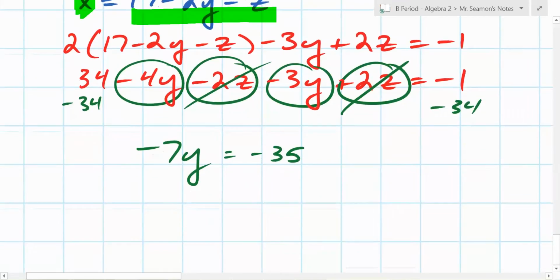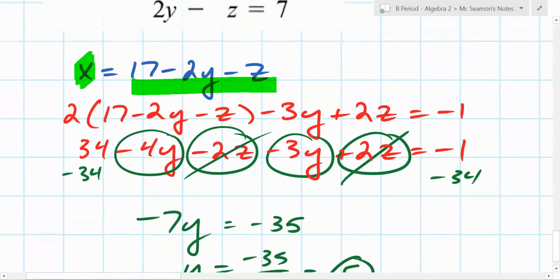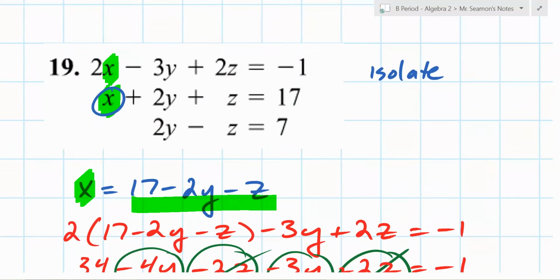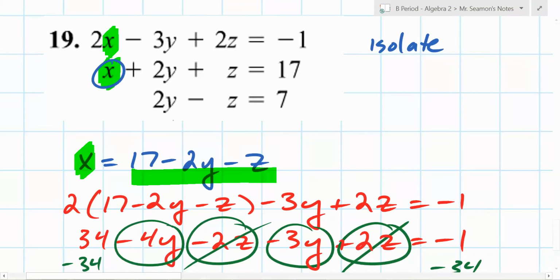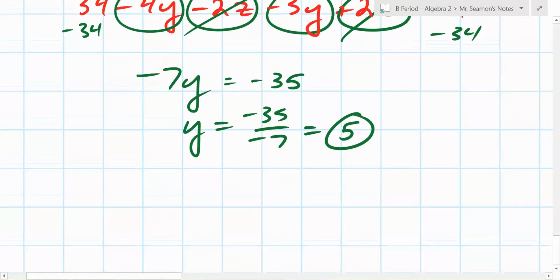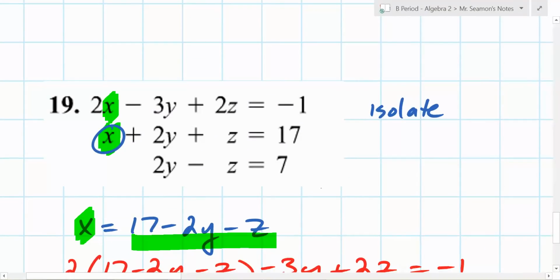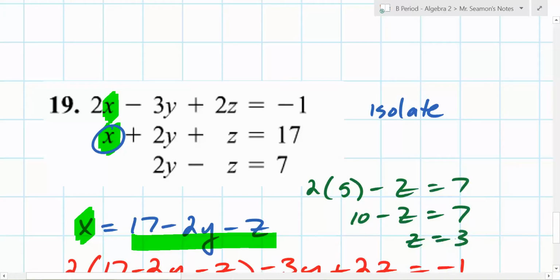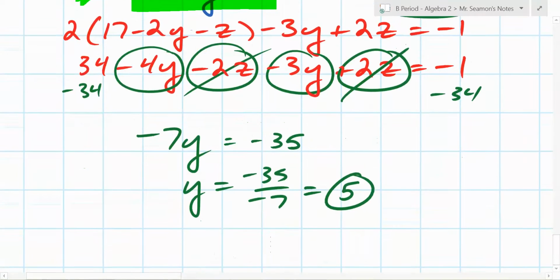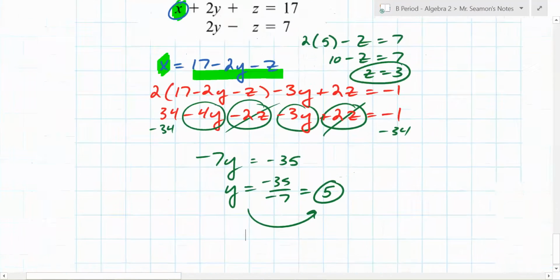Hey, can we keep solving? Yeah, what does y equal? Negative 35 over negative 7 equals 5. Is that nice? That's great. Now that we have y equal to that, where can we plug that into? Wait, is that x? That's y. Y is 5. So where can we plug that in? Look at the last one. So we know that 2 times 5 minus z is equal to 7. So 10 minus z is 7. So what does z equal? 3. So now there's our y, and we have our z.